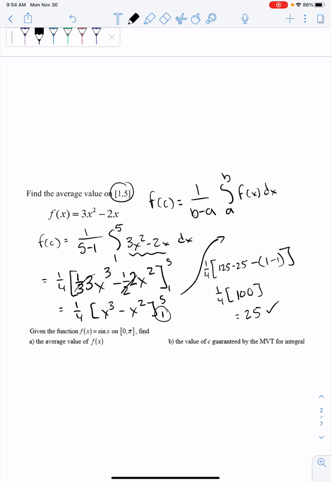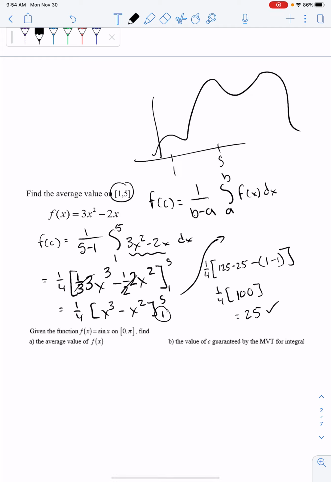What that means is whatever my function is, whatever it looks like from 1 to 5, if I make a rectangle that is 25 tall, this rectangle is going to have the same area as the curve. And that right there, that 25 is my f of c. That's my average height, my average value of the function.